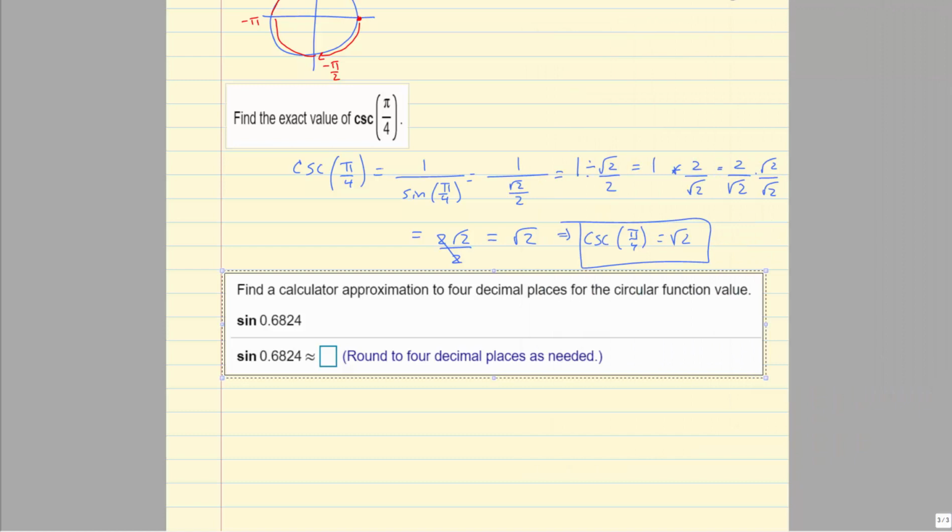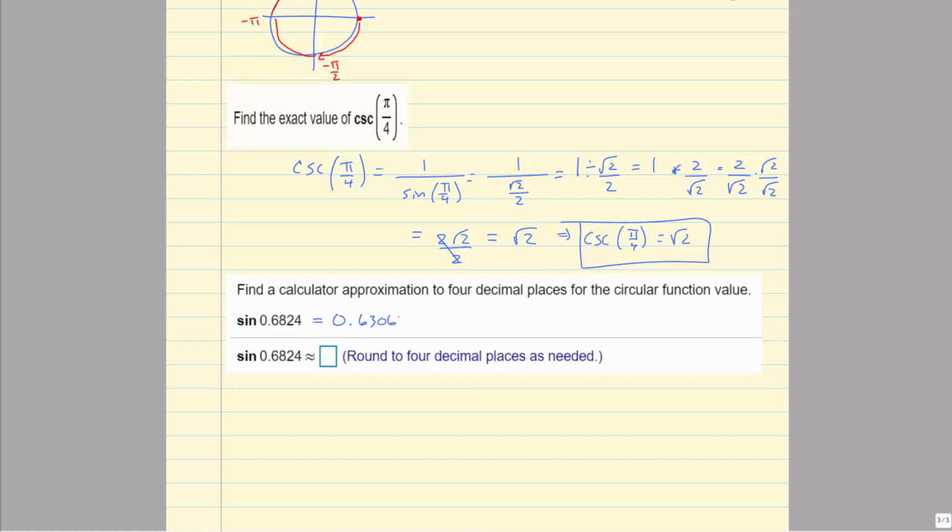0.630657. That's way past 4 decimal places. So 4 places: 1, 2, 3, 4. This would be my 4th place. So I take this value of 5, and since it's 5 or larger, I would round this up to a 7. So my final answer here would be 0.6307. Now one of the most common mistakes to make while you're working these types of problems is your calculator being in the wrong mode.